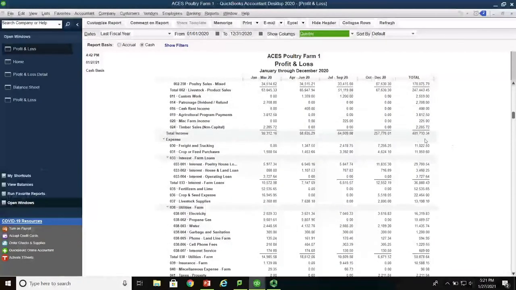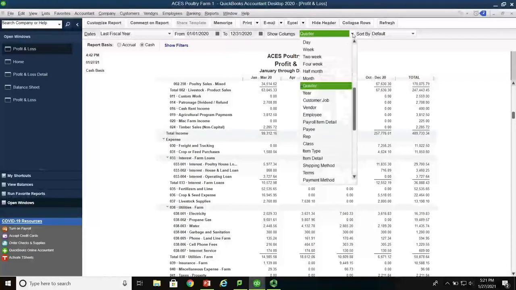So if you look here for the total year, our total sales for just farm operations is $489,733.34, and that's broken down in total, but there's some additional income in there as well down at the bottom from some other farm enterprises. So this is so far. Now let's change this report from quarterly to monthly.